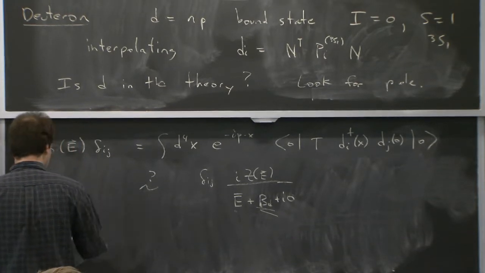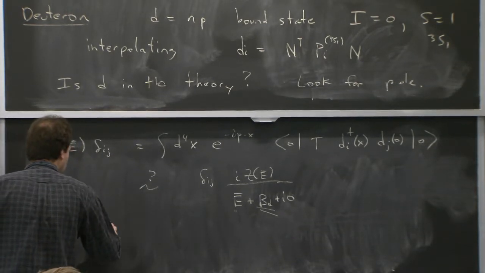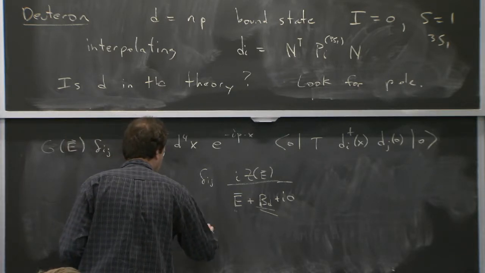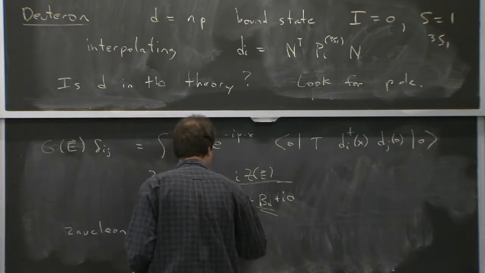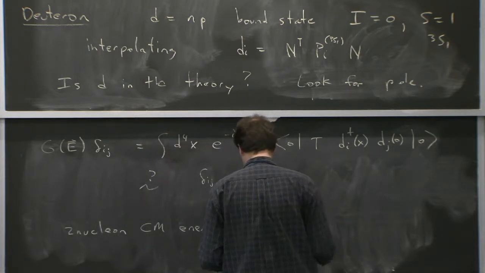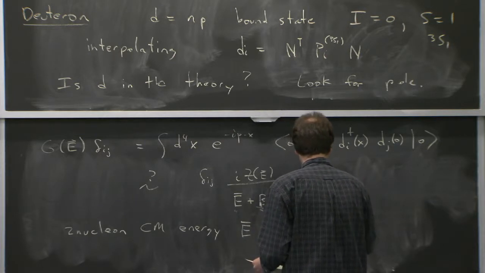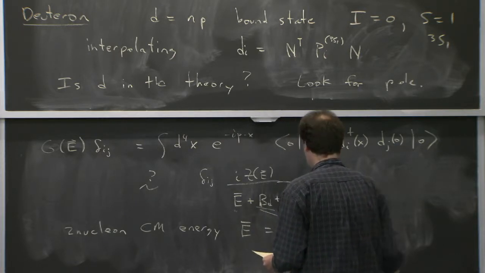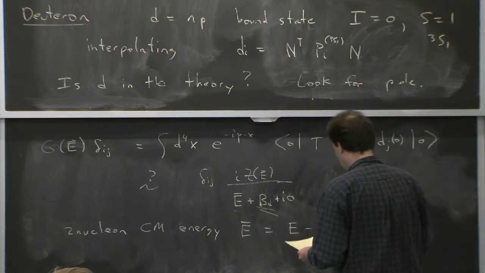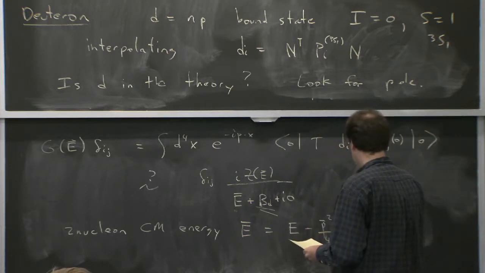So this E bar is the two nucleon center of mass energy. Which, in the conventions we were using last time, we had energy E over 2 for each of the nucleons, so the sum would be E. There's some kinetic term as well.